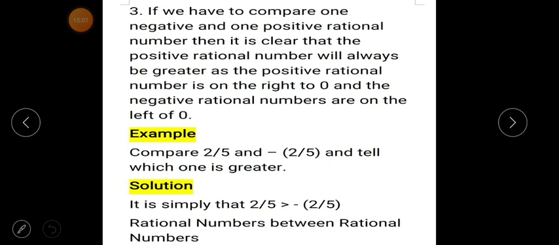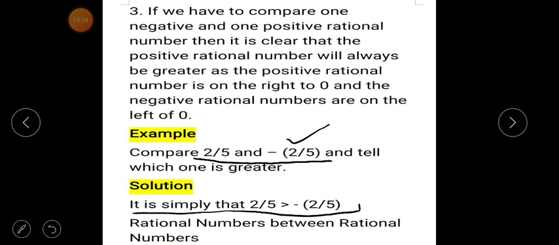If we have to compare one negative and one positive rational number, then it is clear that the positive rational number will always be greater, as the positive rational number is on the right side of 0 and the negative rational numbers are on the left side of 0. For example, if you want to compare 2 by 5 and minus 2 by 5, it is very clear that the negative number is always smaller than the positive one. So, it's simply comparing like this.